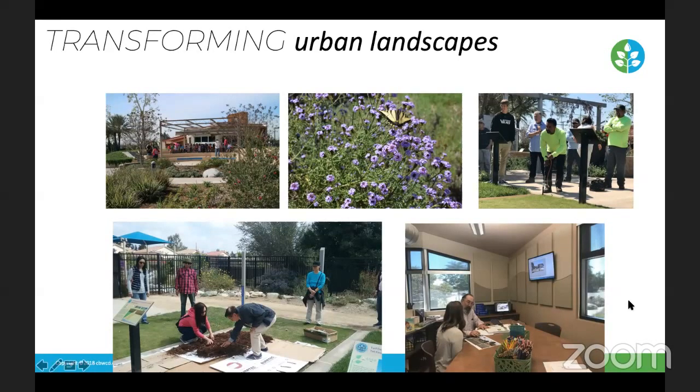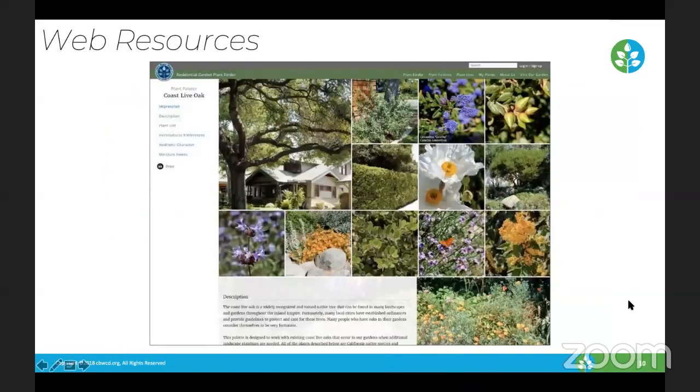And as far as web resources, we have a great website called the Inland Valley Garden Planner. We have about 400 climate adapted plants that are searchable for our local area. We have plant lists. We're constantly updating this, and hopefully soon we're going to be updating the template program, where landscape design templates will be added to that.